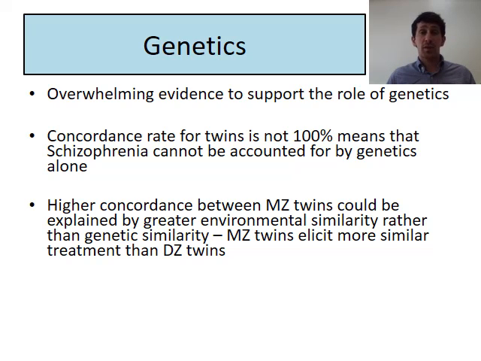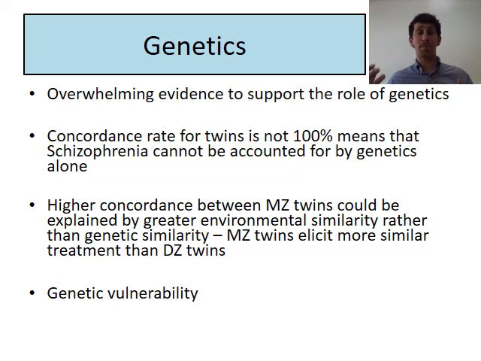So the higher concordance rate in monozygotic twins, for example, could be explained by environmental similarities. So the fact that monozygotic twins or identical twins are treated very, very similarly because they look similar, whereas dizygotic twins are treated almost like two different individuals. So that treatment might explain the occurrence of schizophrenia rather than genetics. And that's where we start to get this idea that it's probably genetic vulnerability that's passed on rather than genetic certainty for schizophrenia.